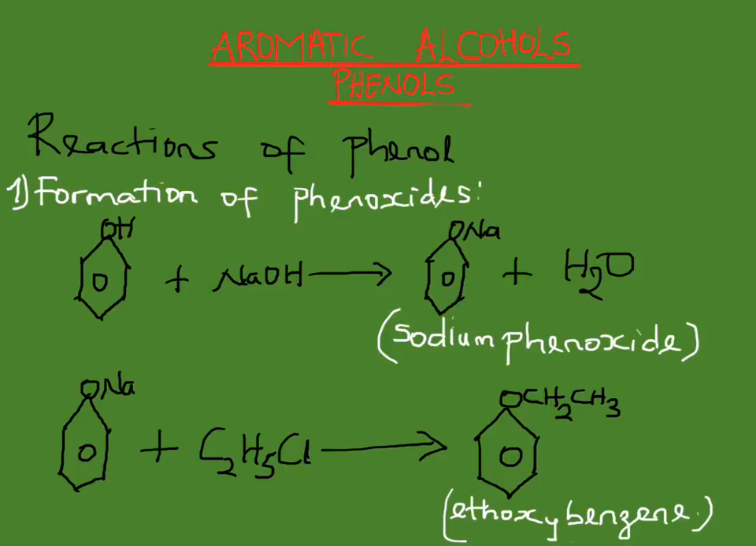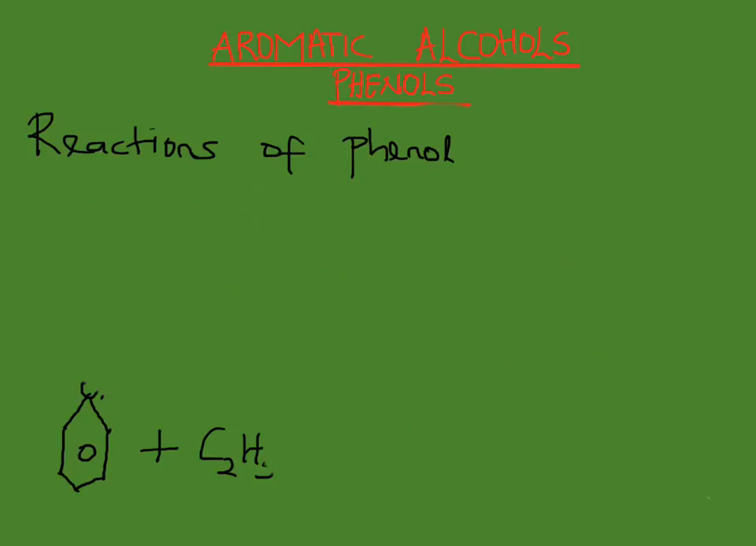The ethoxybenzene that you can see there is being formed. The phenoxides, that is what we're saying here, if these phenoxides are reacted with a halogenoalkane, they form ethers. As you can see there, that's an example of an ether, ethoxybenzene.